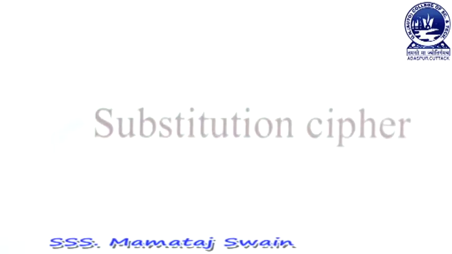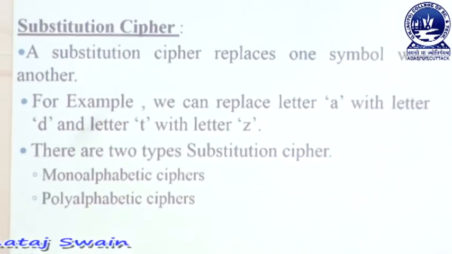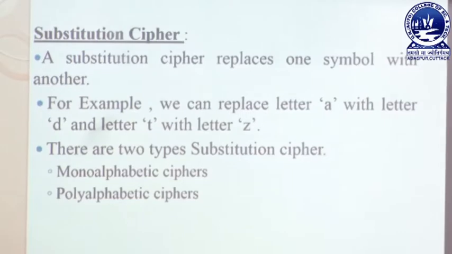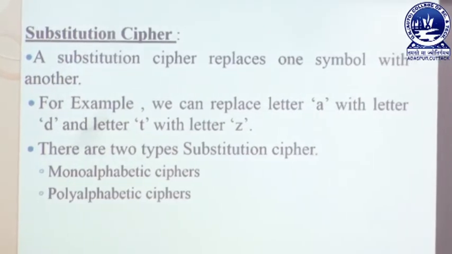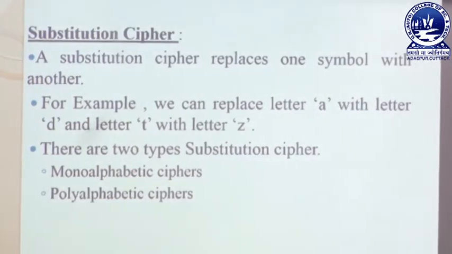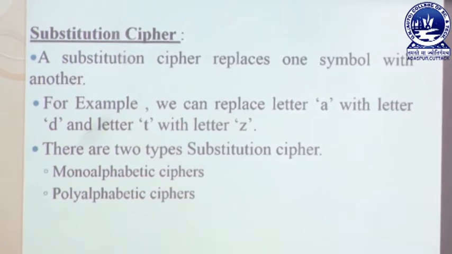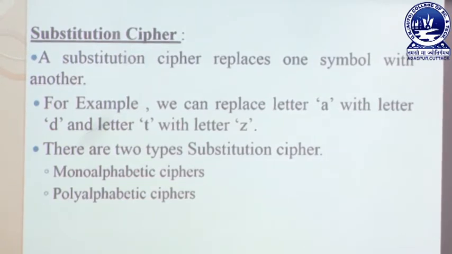First of all, what is substitution cipher? A substitution cipher replaces one symbol with another symbol. For example, we can replace letter A with the letter D and letter T with the letter Z in our plain text. That means, when we use the substitution cipher, we replace a letter of our plain text with another letter, and that makes the cipher text.